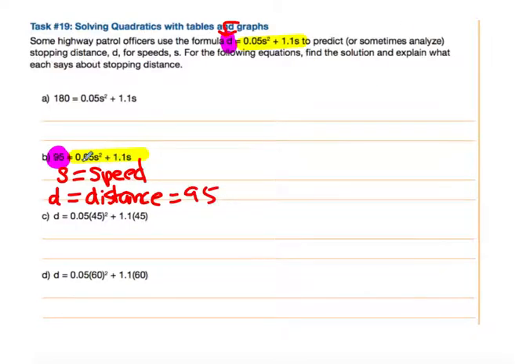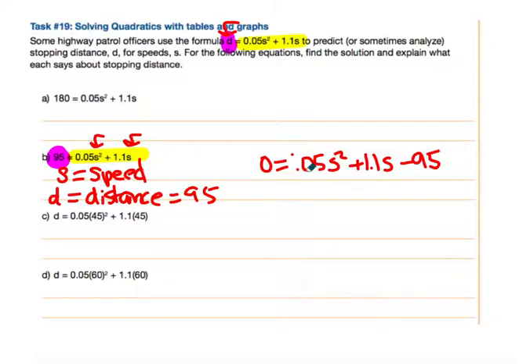All right, so how do you solve this problem? You know you can do this in the calculator, but in the quadratic formula, I have to set this equal to 0 to use the quadratic formula. I know I need to use the quadratic formula because I have decimals and I have two S terms, an S squared and an S. So I would set that equal to 0 by subtracting 95. So I would have 0.05 S squared plus 1.1 S minus 95.